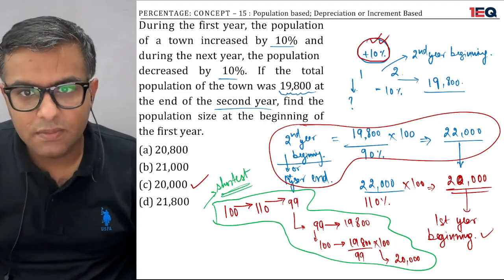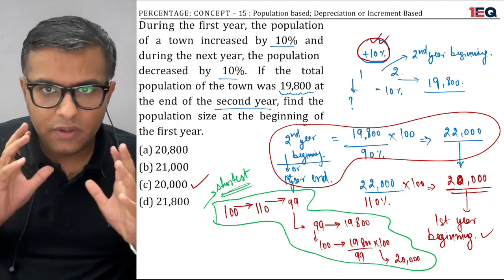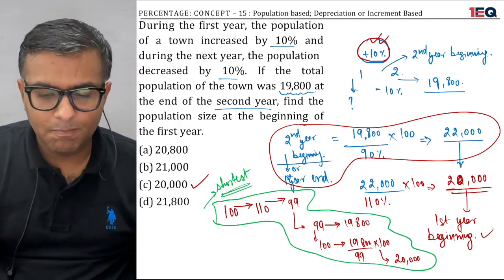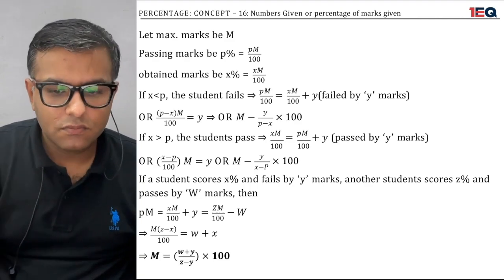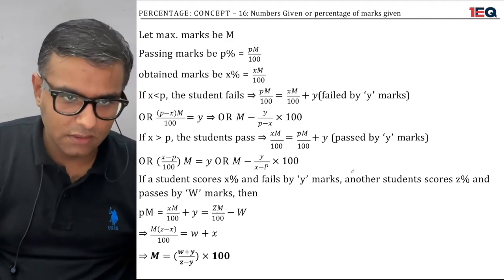This is the shortest method available. So this is how you understand. This is how you go ahead with time. Okay. Moving on. Now this is a really crazy question.